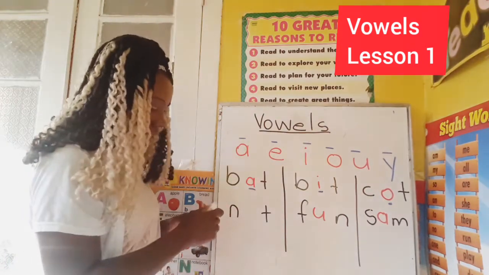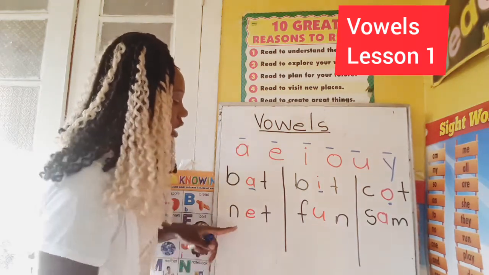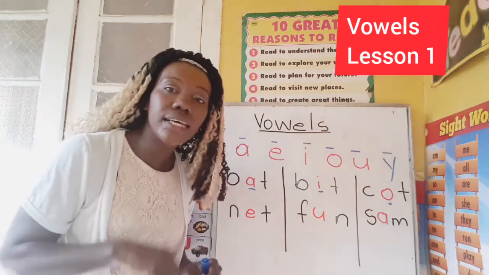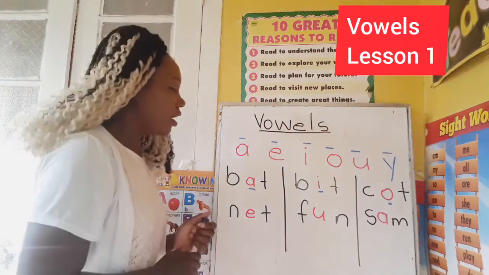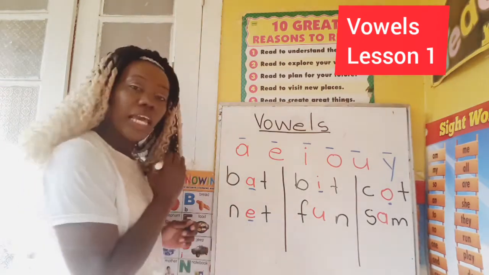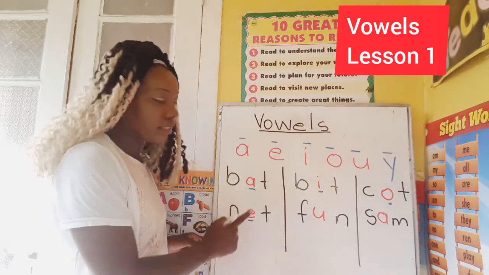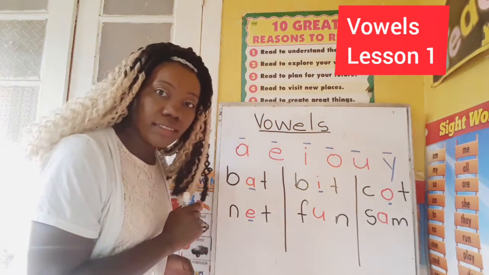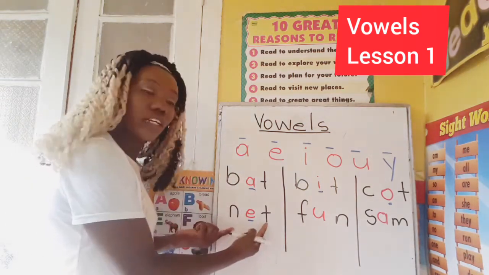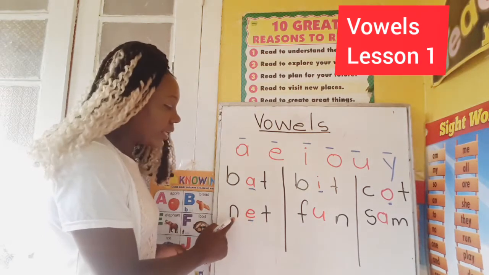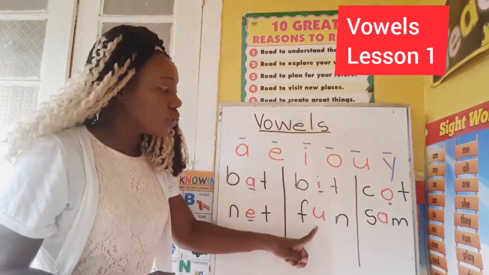Now let me erase. I didn't have any E, so let me put an E here. Now the short sound for E is E. Now let's make the sounds of each letter. What's the word? Net. And the E makes the short sound because it's between two consonants. Net. Now let's go to the U.